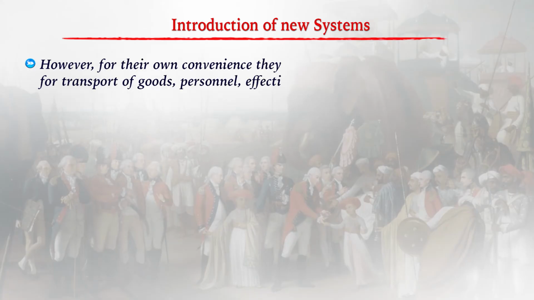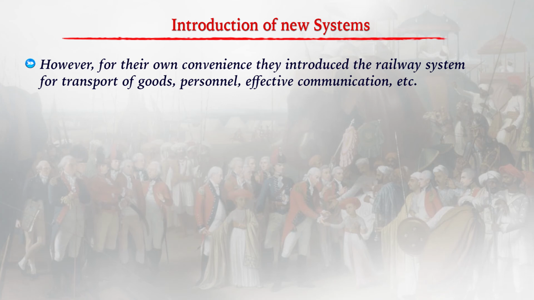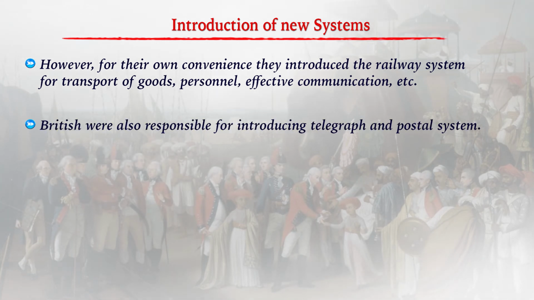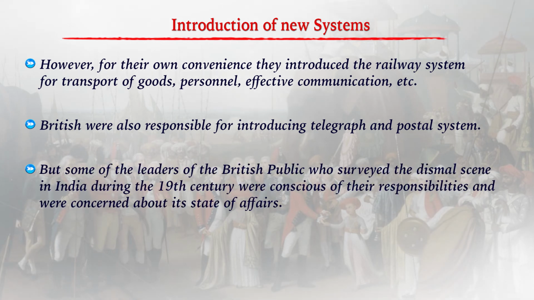because the Britishers introduced railway system for transportation of goods and for effective communication. They also introduced telegraph and postal system. They also were responsible for industrialization of this country. So, due to these economic changes, we find that there was a direct impact on the social structure as well as the social relationship of India.